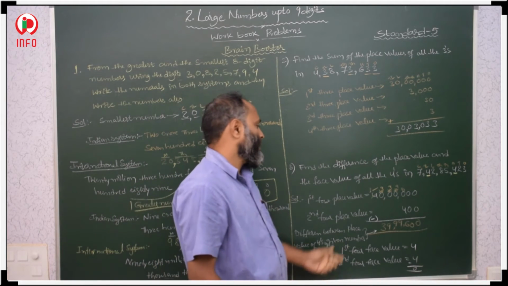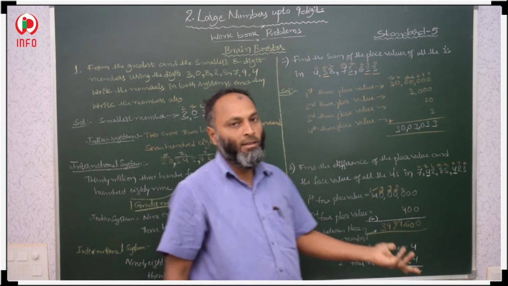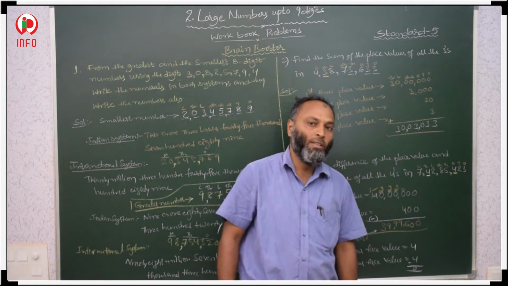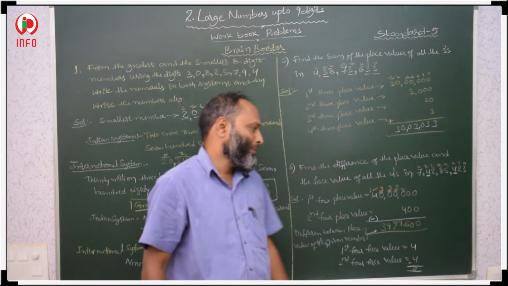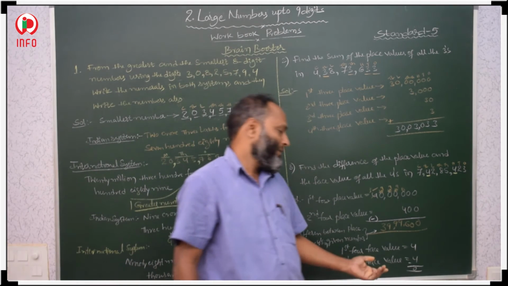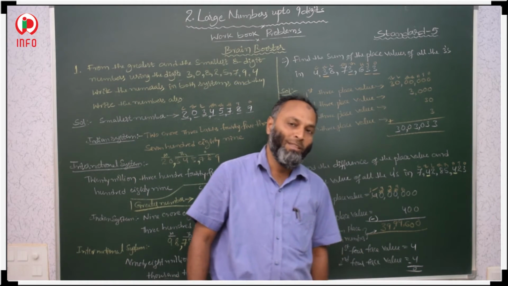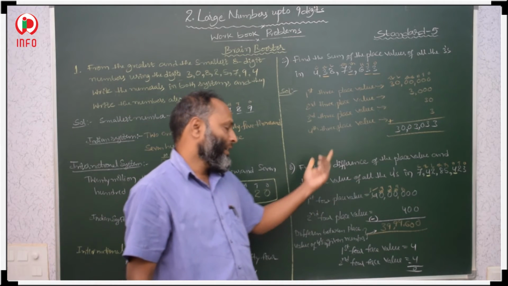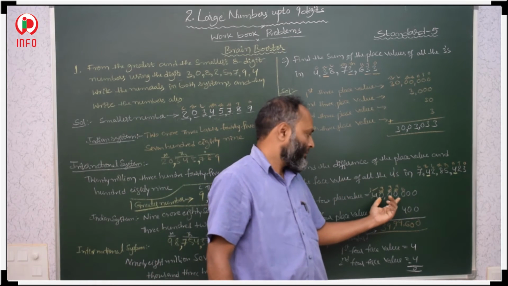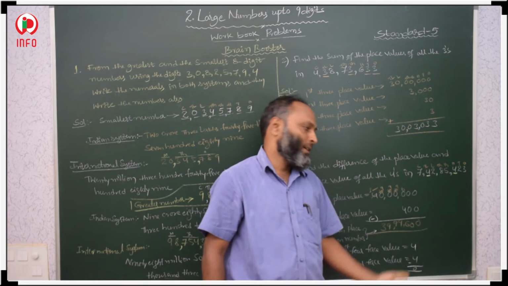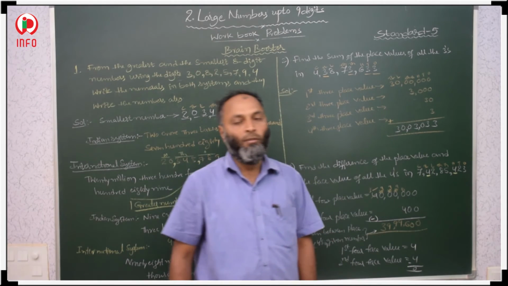Okay. If face value is asked, face value is constant. There is no change in face value. So that is why 0 will come. If we find the difference, then the answer will be 0. If place value is there, we have to take that many zeros, and after that we have to subtract and find the difference.